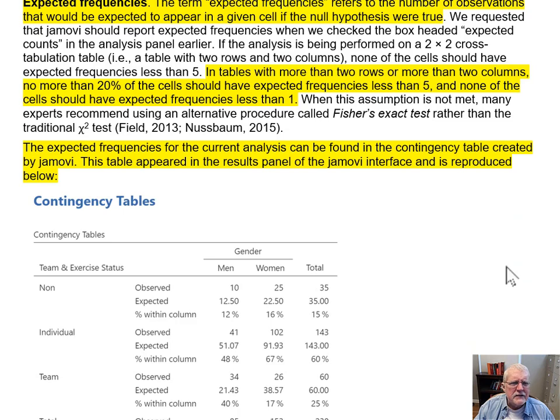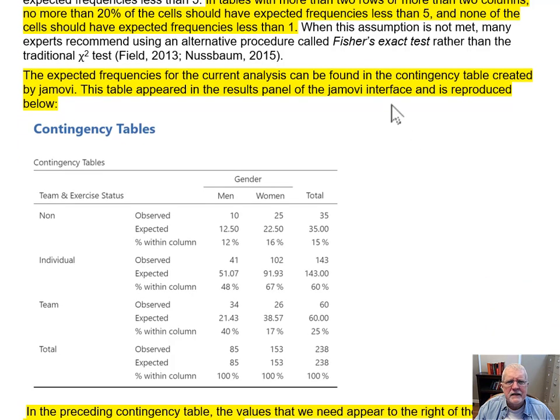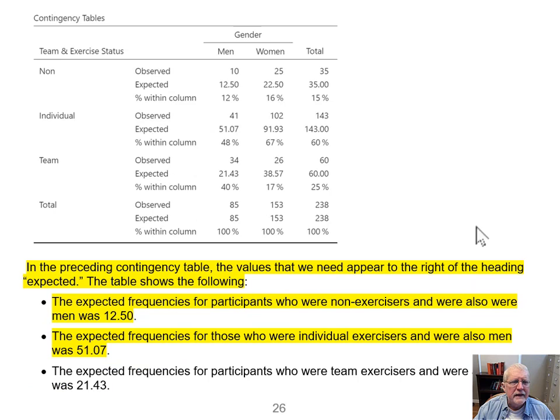Expected frequencies for the current analysis can be found in the contingency table created by Jamovi. This table appeared within the results panel of the Jamovi interface and is reproduced below. Notice one of the rows in this table is headed expected. We had requested that when we performed the analysis. In the preceding contingency table, the values that we need appear to the right of the heading expected.